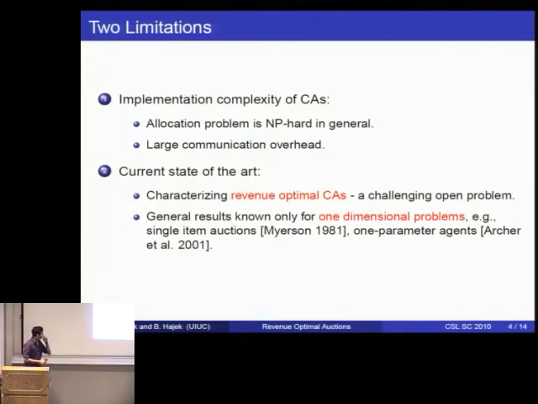In addition, the revenue optimal combinatorial auction is not well characterized, and the most general result known in this area is for one-dimensional problems, by which I mean that buyers have one real number that they can misreport. An example is a single item auction, where each buyer has a value for that particular item, and he can misreport the value for that item. But a general combinatorial auction problem is multidimensional. A buyer will have different values for different bundles of items that he is interested in, and that makes this problem hard to characterize.